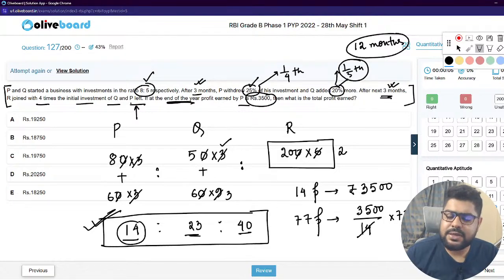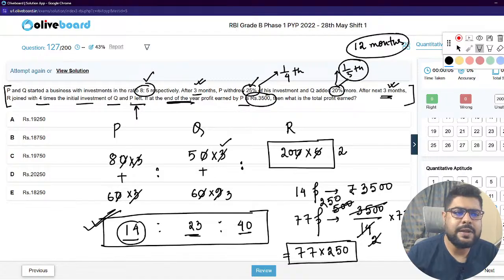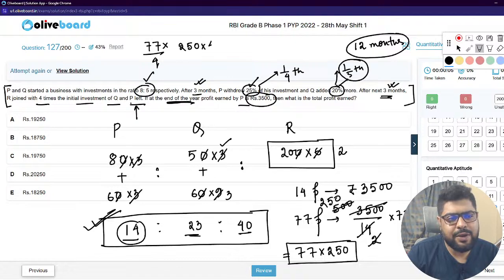Okay, 7 2s are this, so let's cancel: 500, and then 2 means 250. So 77 times 250 will be your answer. Now let's calculate this. 77 into 250: you can do 77 divided by 4 and 250 into 4, because this gives you 1000, and it will work out.